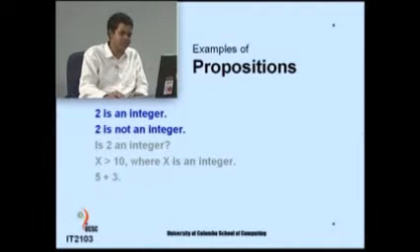2 is not an integer. Now, this is also a sentence, and we know that it is a false sentence. So, it is specifically false, and hence it is also a proposition. An interesting thing to note here is that a proposition need not be necessarily true. Now, let us consider another example.